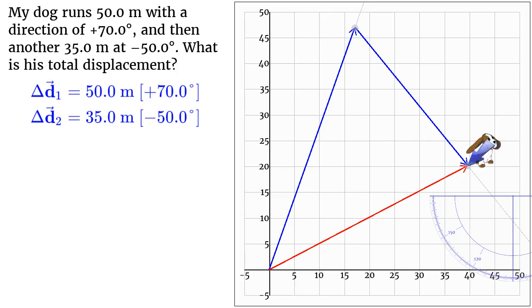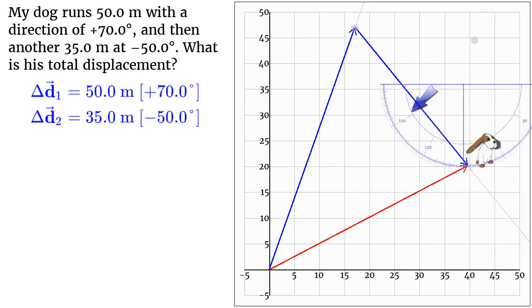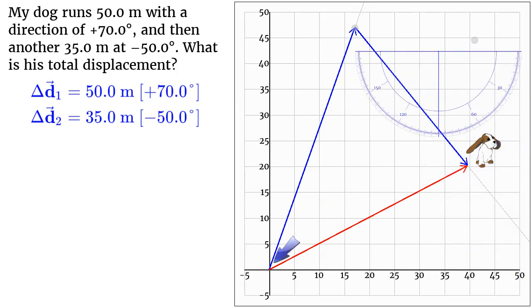Now that we've made an accurate vector diagram, we can use the diagram to measure the total displacement. The tail of the displacement vector is at the origin. The tip of the displacement vector is just under 40. So we know that the x component of the total displacement is around 40 meters. If we look at the y component, again we start at the origin. The y coordinate of the tip of the vector is just over 20. So we can say that in Cartesian form, the total displacement has an x coordinate of approximately positive 40 and a y coordinate of positive 20.